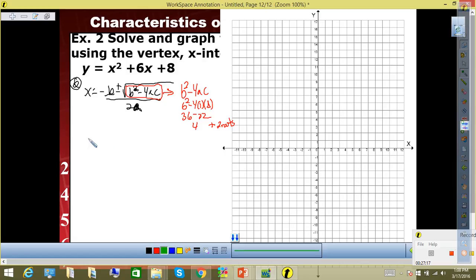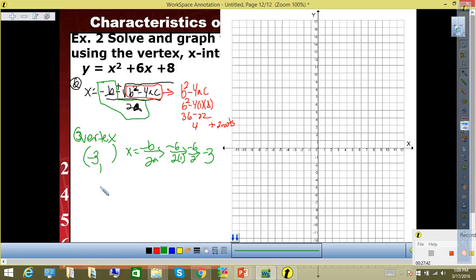Step 3, I'm going to find the vertex. I need an x and a y value. So for the x value, I'm going to use the, like I call it, the California part of the quadratic formula. X equals negative b over 2a, which is negative 6 over 2 times 1. This is negative 6 divided by 2, which is negative 3. That's my x value. Hands if you got that.